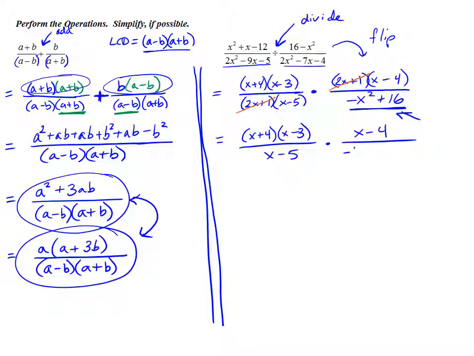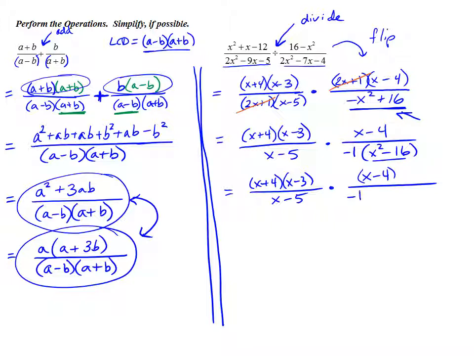And then we have a negative we can factor out. I'm left with an x squared minus 16, which is a difference of squares, so I can factor that even further. So my first fraction isn't changing yet. I still need to factor my second fraction's denominator. So I have x minus 4 in the top, and then -1 times x plus 4 times x minus 4, because x squared minus 16 was a difference of squares.